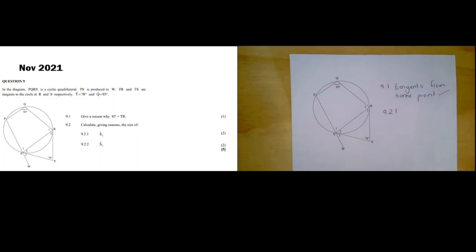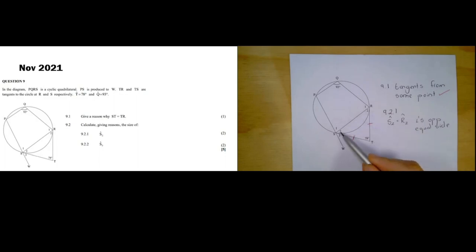9.2.1. They ask us, calculate giving reasons. The first one they want is the size of angle S2. Now, angle S2 is down here. Remember, we just said these are tangents from the same point. So we know that ST is the same length as TR. So it helps if we indicate it. So, what type of triangle is STR? It's an isosceles triangle, which means angle S2 and angle R2 will be the same. So let's write that down. Angle S2 is equal to angle R2. And remember, very careful with this reason, it's angles opposite equal sides. Be careful with this reason, please. That's the only one we accept there.